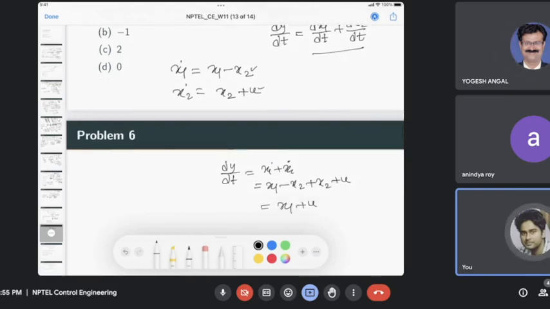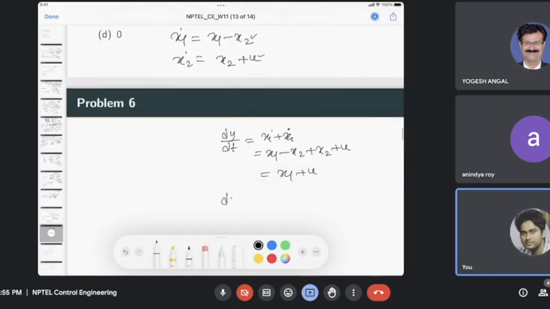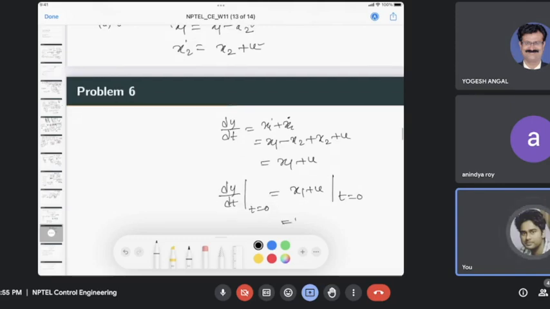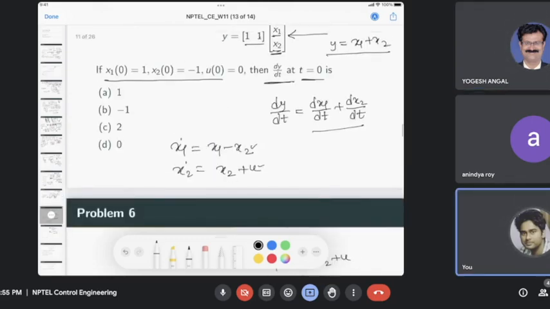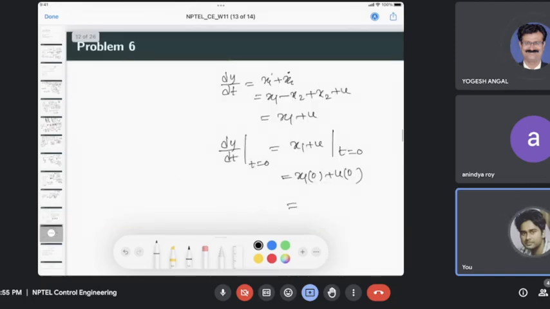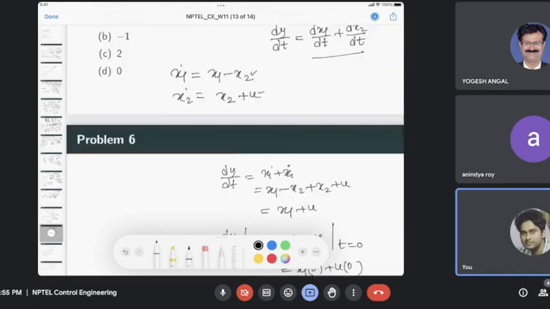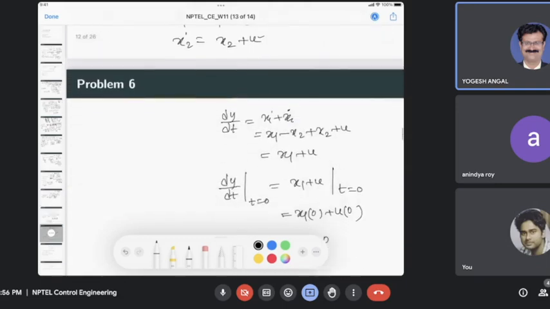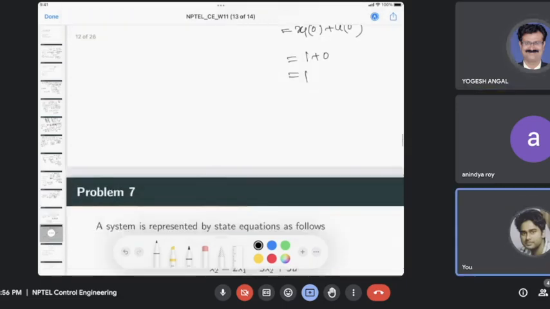And so dy by dt at time t equal to 0 will be x1 at 0 plus u at 0. We just put t equal to 0. This is given as 1 and this is given as 0. So it is 1 plus 0, which is just 1. So that is the first option. Okay, then we move to the next question.